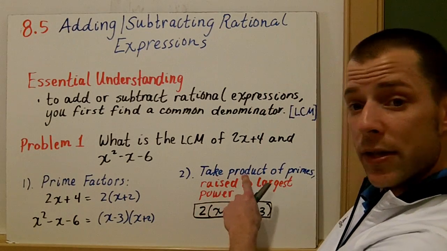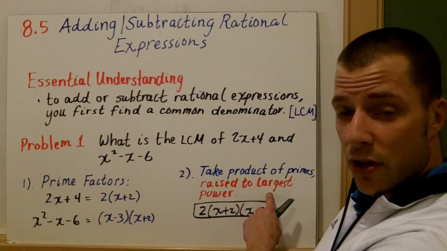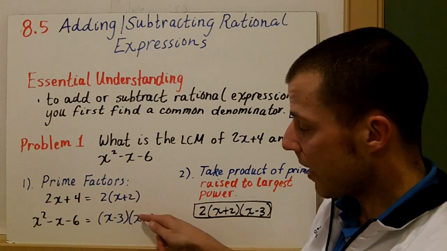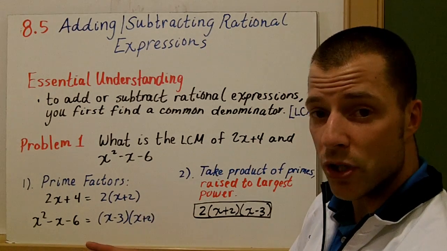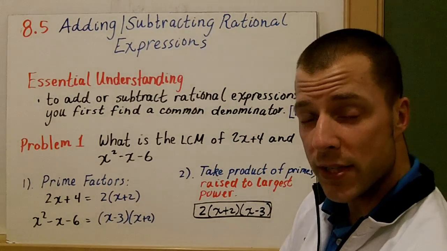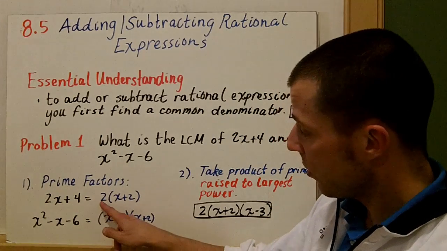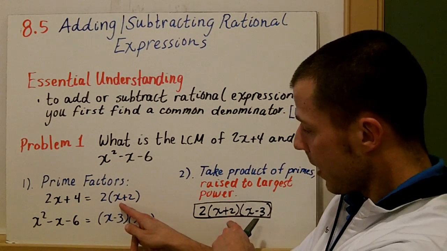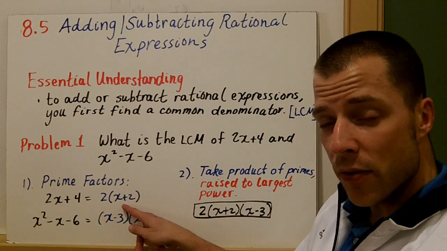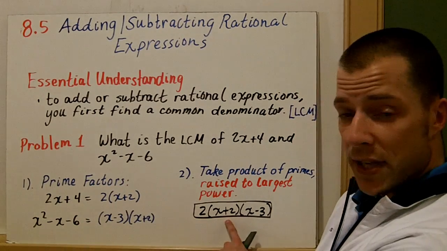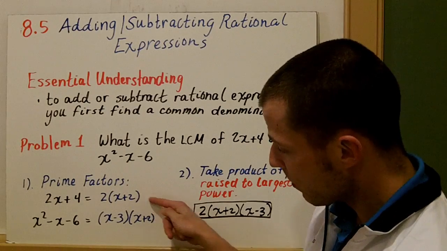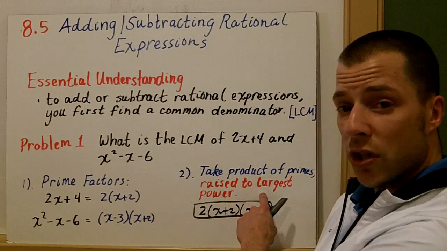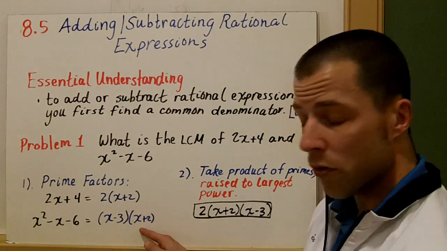Step 2, you have to take the product of these primes raised to the largest power. And the key is, if you see a repetitive binomial, a repetitive prime, you don't put it twice. You just do it once, but you raise it to the largest power. So I see 2, that's prime, that comes over here, times x plus 2 and x minus 3. Notice I don't have x plus 2 twice here. I just have it once because the largest power on each of them is 1. So it's the product of primes raised to the largest power. Don't repeat your prime factors.